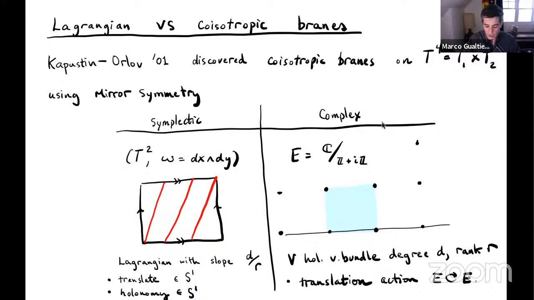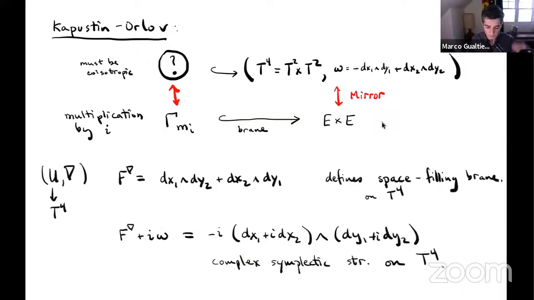The object is not just a Lagrangian, but a Lagrangian with a unitary line bundle. This unitary line bundle has a holonomy, and this holonomy is in U1. Together, the translations and the holonomy give us a torus of degrees of freedom, which is mirror to the translation action of the elliptic curve. So everything that you would like to know about the symplectic geometry of this 2-torus would be captured by the complex geometry of this curve. That's what they used for the case of T4.